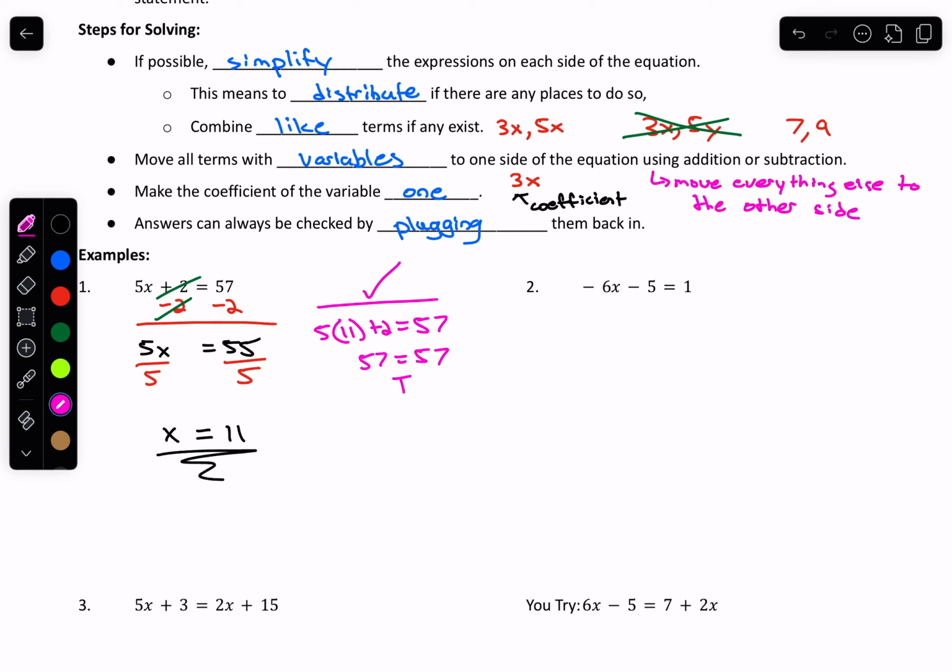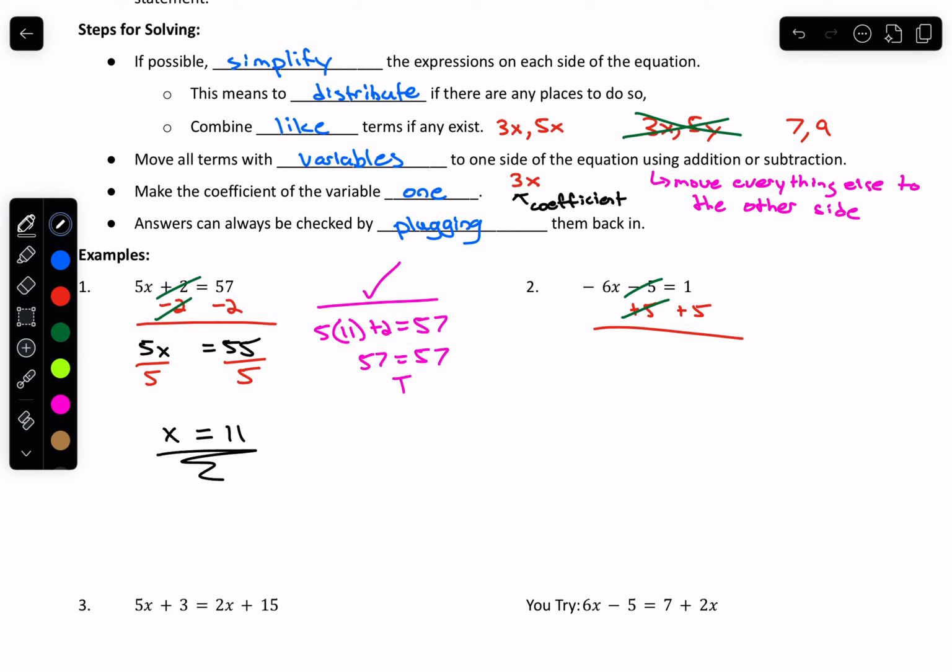All right, number 2, very similar question. We just have a negative sign involved. So we have negative 6x minus 5 equals 1. I want to get the x's on the left and the numbers on the right. The x's are already on the left, so all I have to do is move this 5 over to the right, where I am doing plus 5 because the operation I see is a minus 5. So I want to do whatever will cause this negative 5 to cancel out and add to be 0.